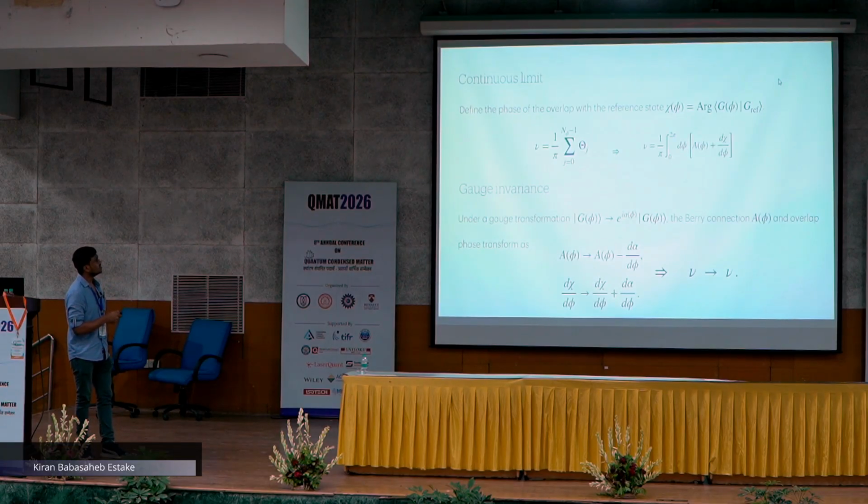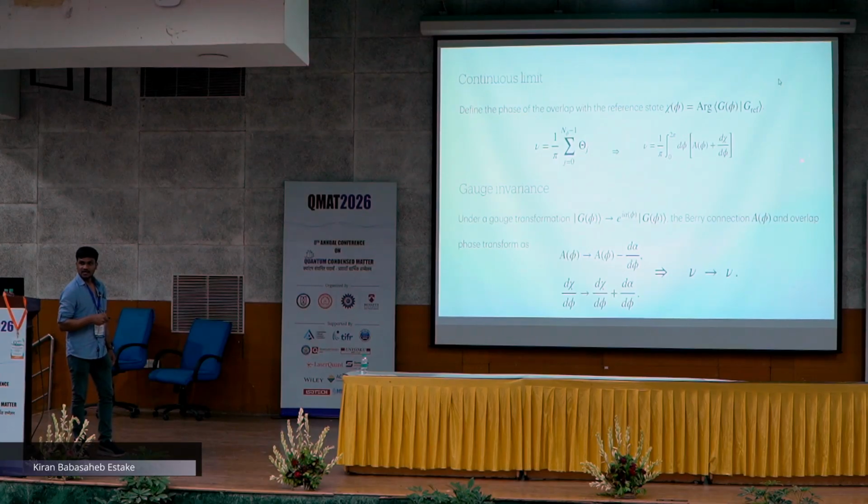Now we can take the continuous limit of this as well. To do that, we define the argument of the overlap of G_φ with the reference state to be χ_φ, and in terms of this χ_φ, the continuous limit of the winding number gives you this expression. So again there are these 2 terms. The first term is the same as the Berry phase term, this is the Berry connection, but the second term has the derivative of this χ_φ that we have defined.